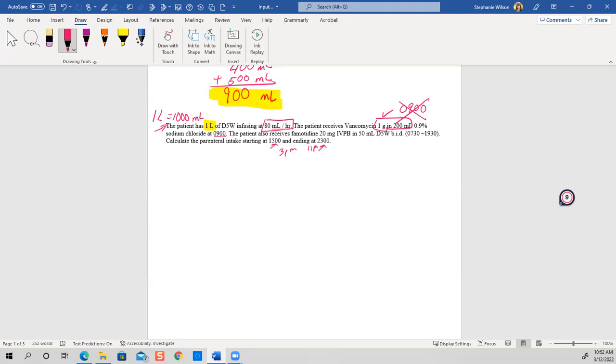So let's read on. The patient has received 20 milligrams in 50 milliliters, and it was an IV piggyback. They said they received it twice a day, during 0730 to 1930. If they received it at 0730, their next time to receive it should be in the middle of this shift or at the beginning of it. So we're only going to count it once. If it happened both times during that shift, we'd count it twice, but we're only going to count it once. So what I'm going to do is 1500 to 2300, right?